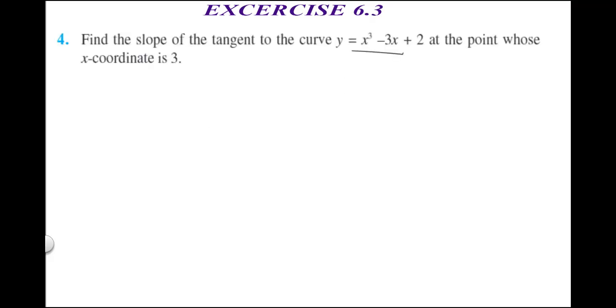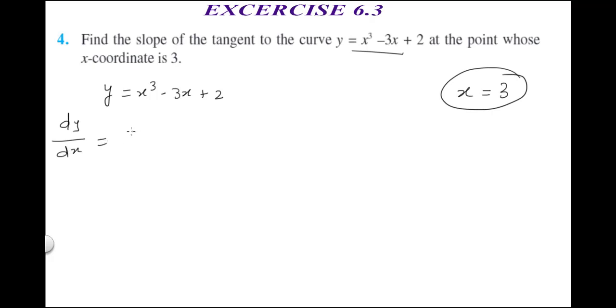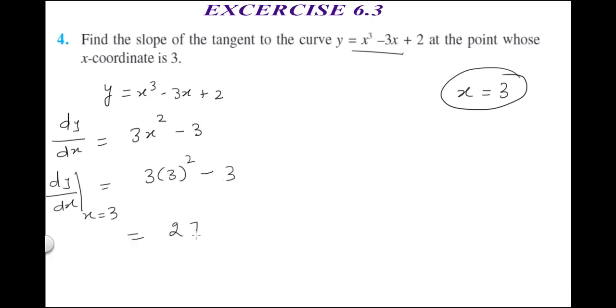So here is question number 4. In question number 4 they are asking the slope of tangent to the curve y equals x cube minus 3x plus 2 at the point whose x coordinate is 3. That means we have to find the slope of tangent at x equals 3. Let us find slope of tangent first: 3x square minus 3. Now dy by dx, which is slope of tangent at x equals 3, we will get 3 into 3 square minus 3, which is 27 minus 3, and the answer is 24. Clear? This is how you will be solving question number 4.